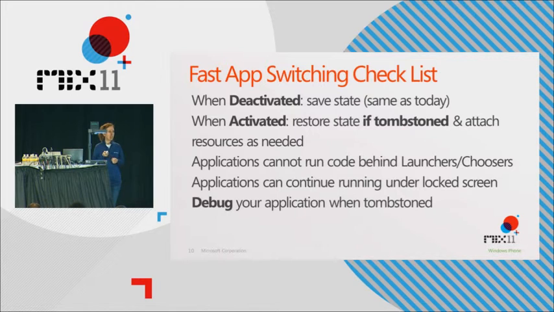When you have an application in the foreground and the user locks the screen, the application is going to be deactivated and it's going to be dormant. But if the application is configured to run under the lock screen, then it's not going to be deactivated and it's not going to be impacted by fast application switching. So same as today, your application will have the ability to execute code.